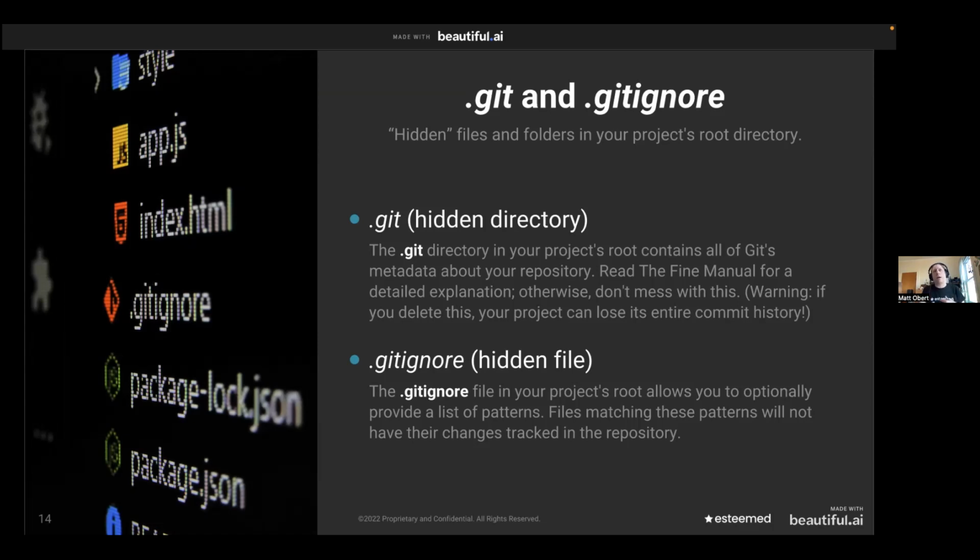A .gitignore file in your project's root allows you to optionally provide a list of patterns, and files matching these patterns will not have their changes tracked in the repository. There's a little more to it than that. You can actually have .gitignore deeper within the folder structure of your project, and then it will ignore things just within that directory and its children, but we're not going to get into it. It's really cool. You don't have to actually specify every single file you want it to ignore. You can put like star.gz and it will ignore all GNU zipped archives.